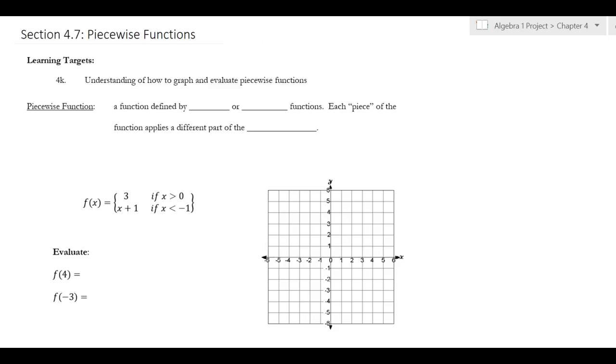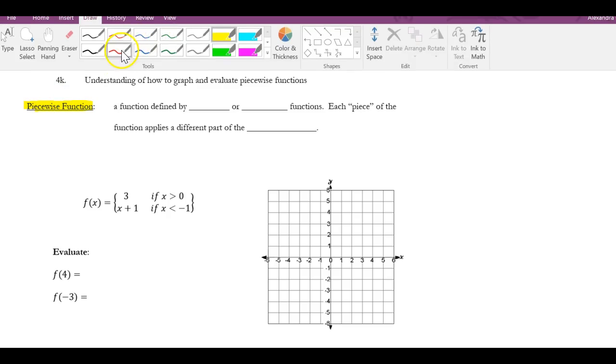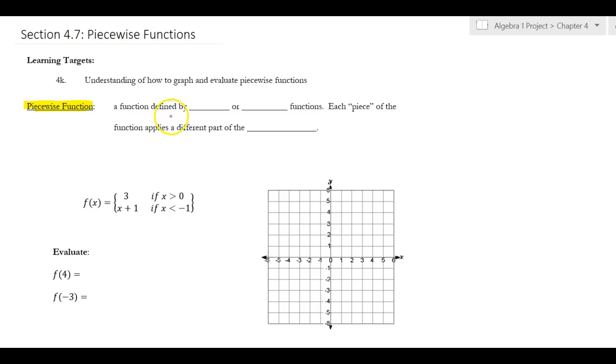Okay, so what we're doing in this section is we're learning about piecewise functions. A piecewise function is kind of what it sounds like. It's broken into pieces. So it's a function defined by two or more functions. Each piece of the function applies to a different part of the domain. And so depending on where your domain is, what the function looks like changes.